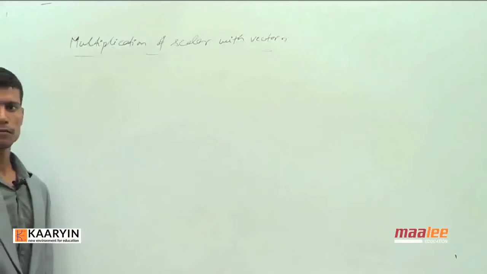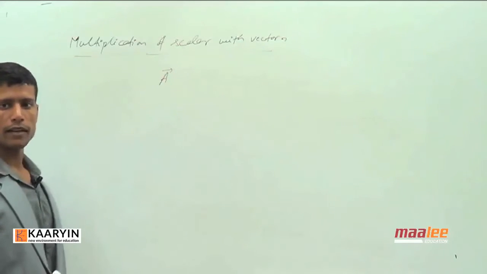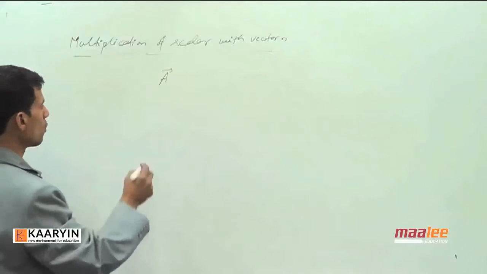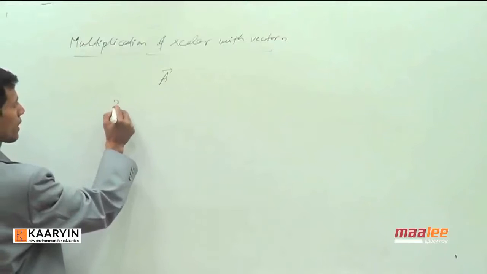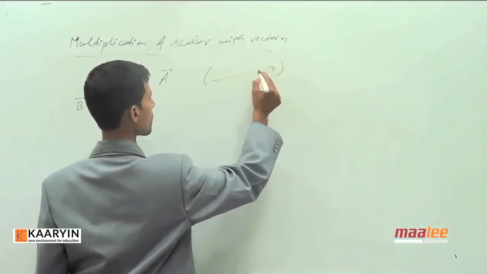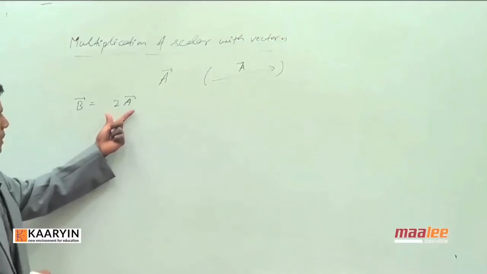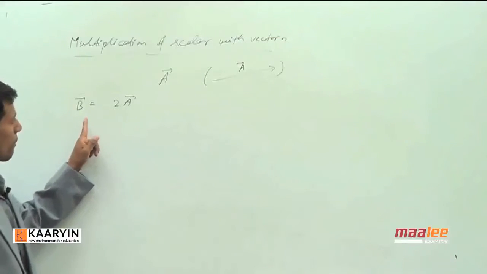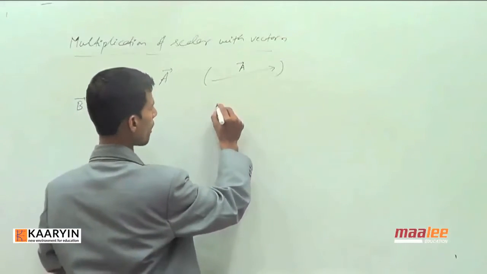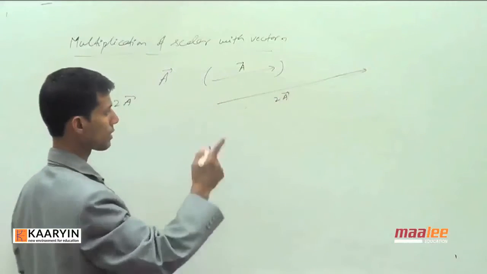In this case, let me say we have a vector A. Now if I am multiplying by the quantity 2, then my new vector, let me say B, will be twice the length of A, but the direction will remain unchanged. Suppose vector A is like this. So now you have twice the length but indicating the same direction.